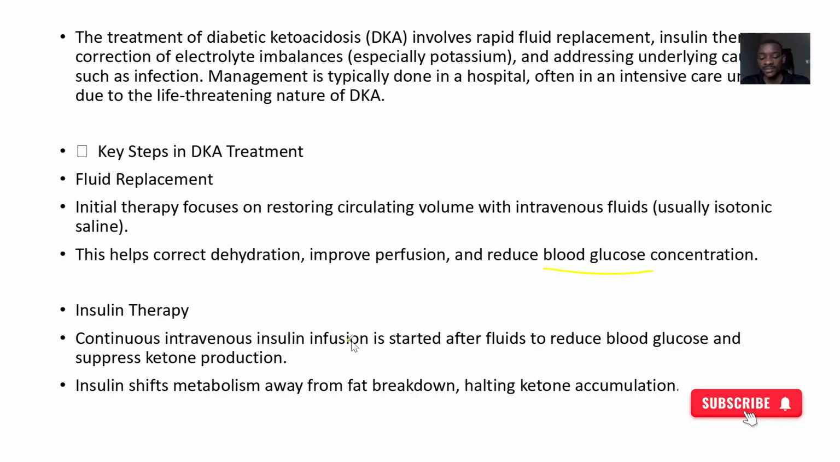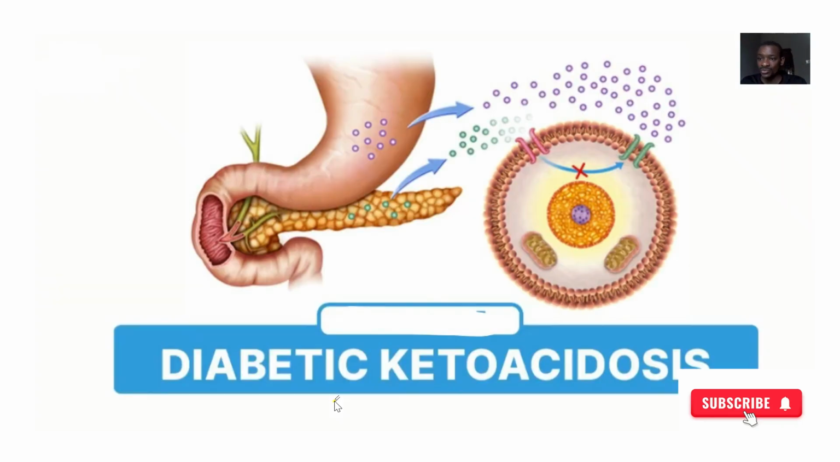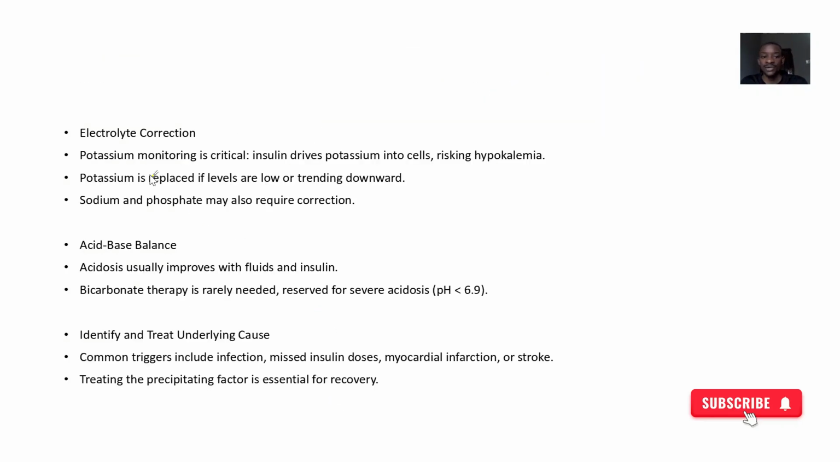The insulin therapy, so they will continuously be giving insulin to that patient, all right, because the body is actually lacking insulin, and the body is now trying to break down lipids for energy. So insulin will now shift the metabolism from breakdown of fat to breakdown of glucose, so it will now reduce what? Ketones. So electrolyte correction, you give potassium if there's hypokalemia.